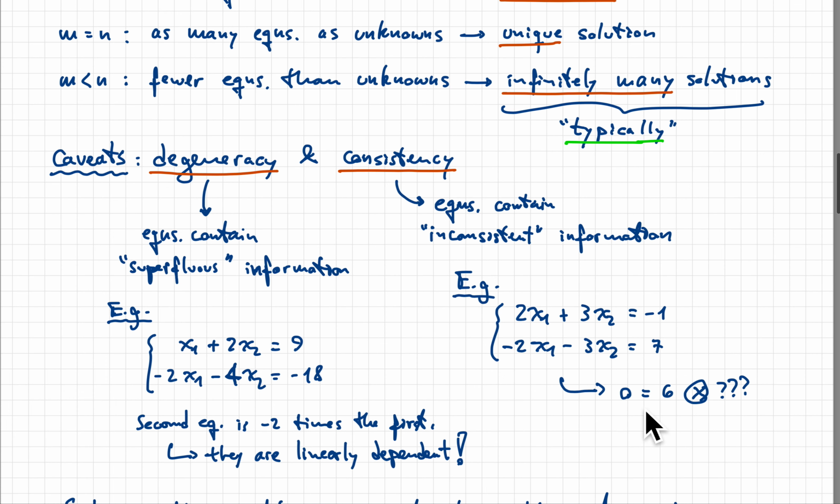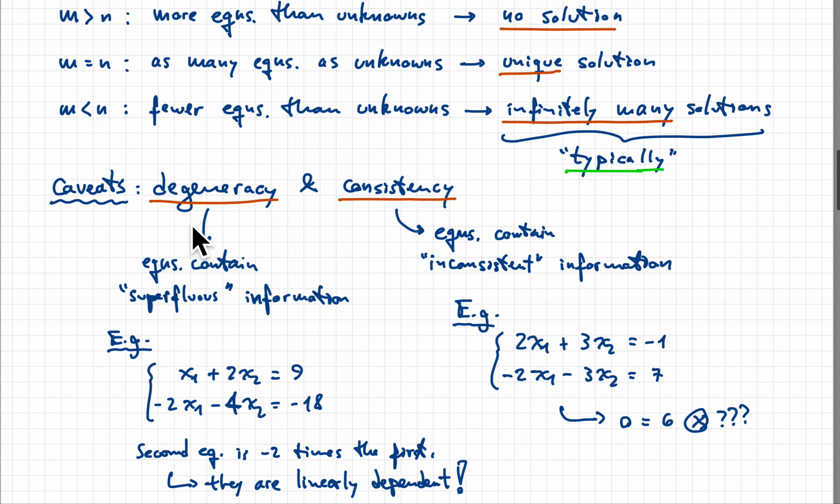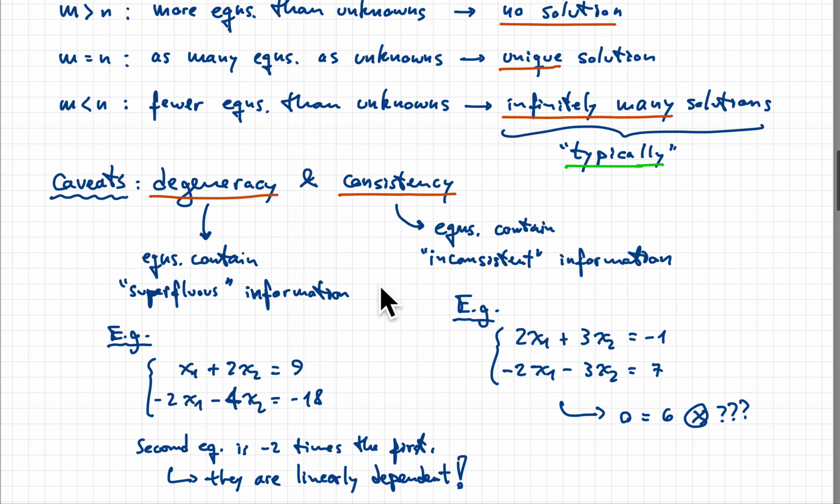And so this is ridiculous. Of course, 0 equals 6 is not sensible. This is completely inconsistent information. So one of these equations needs to be thrown out. And so in the following, we're going to assume that these inconsistencies are not present in our problem. Now, of course, you have to be mindful that here, if the right-hand side, instead of being minus 1 and 7, were 0 and 0, then there would be no problem.